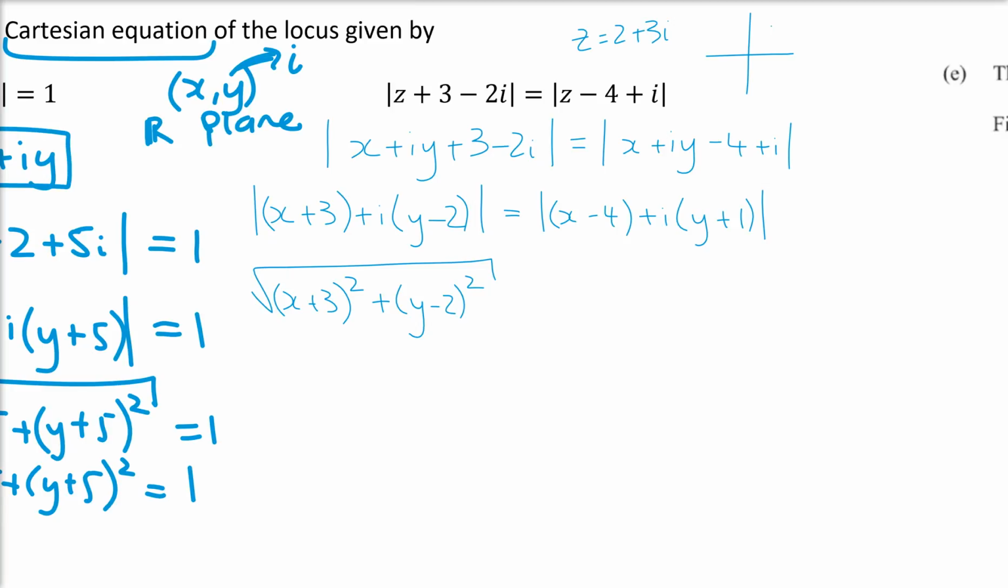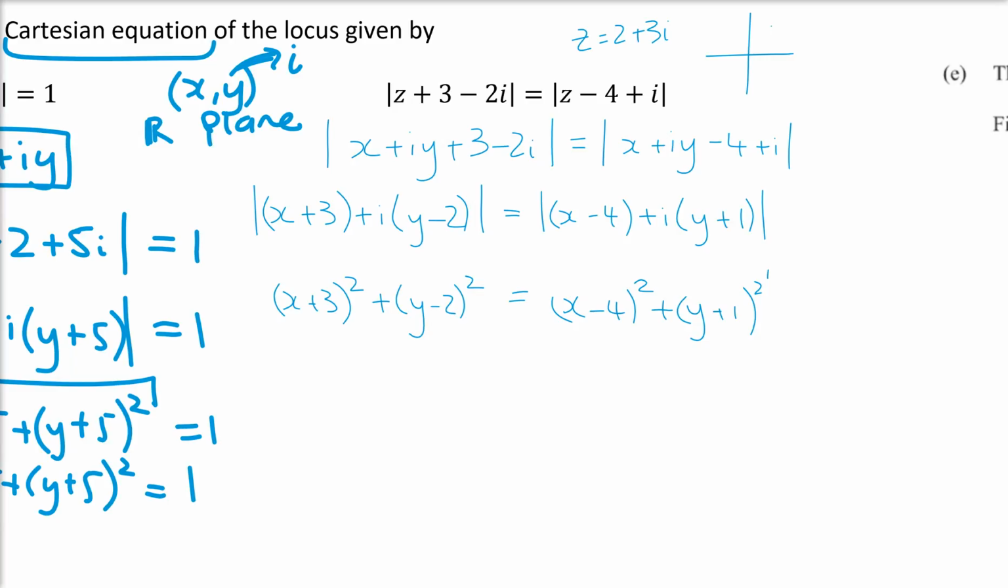Happy? Do exactly the same thing with the other side. So it's going to be x minus 4, that length squared, plus the y plus 1 squared. What can I do now? We'll square both sides. By squaring both sides, what happens? Yeah, it just removes the square roots, doesn't it? Look at that.